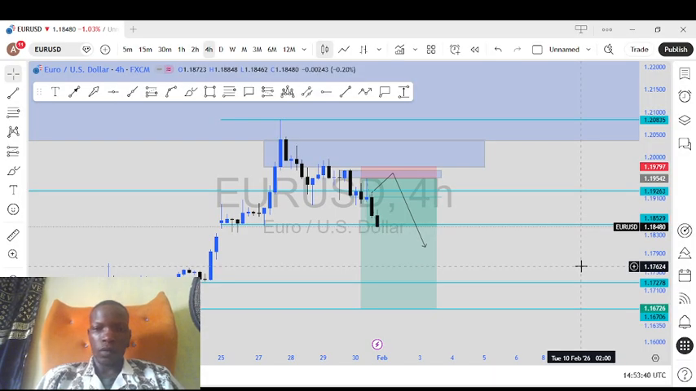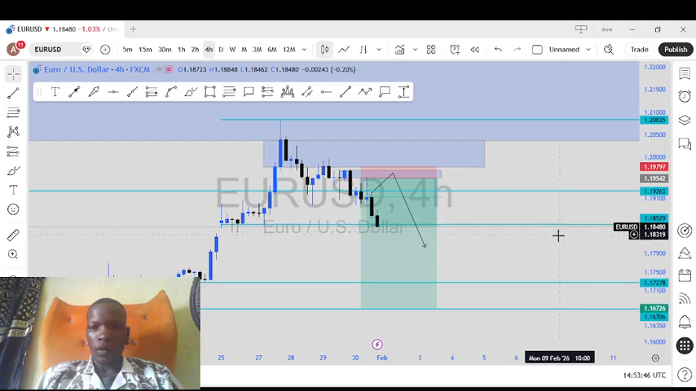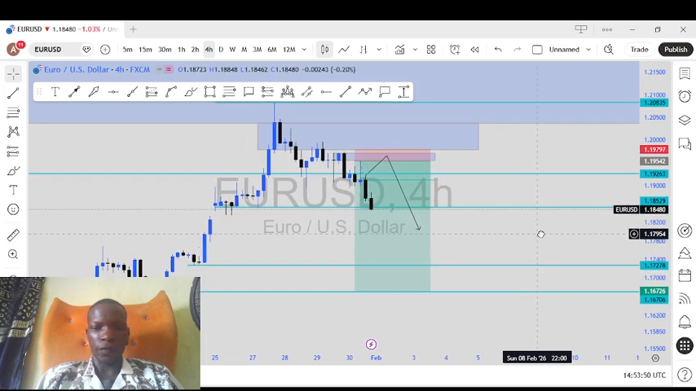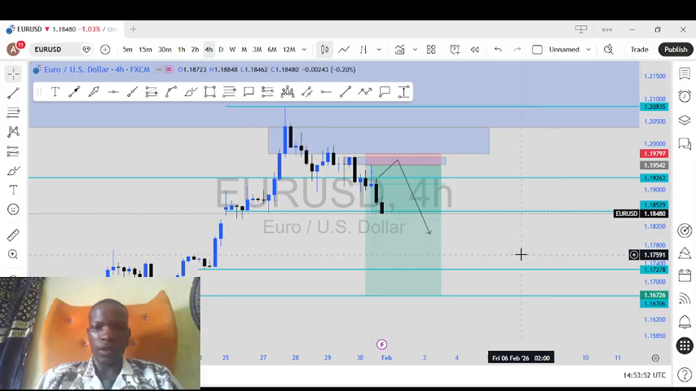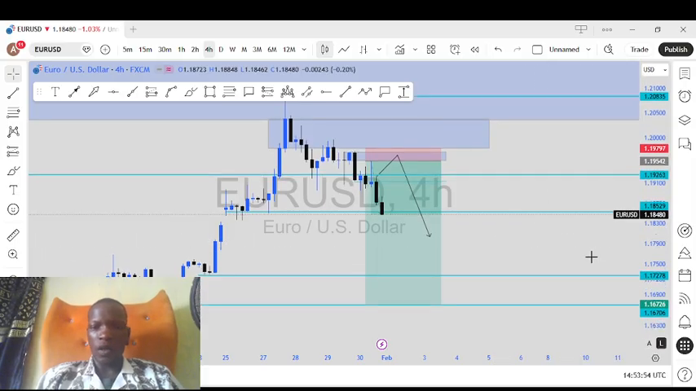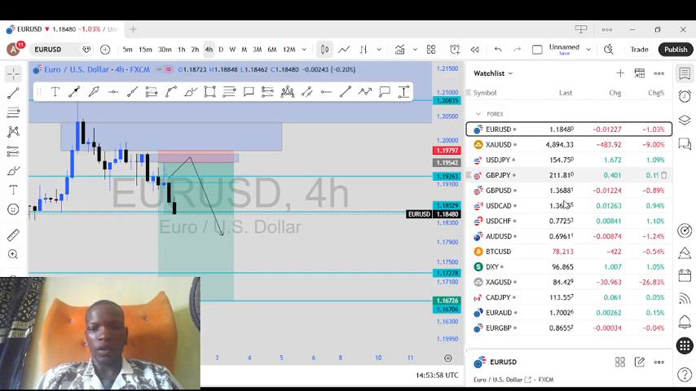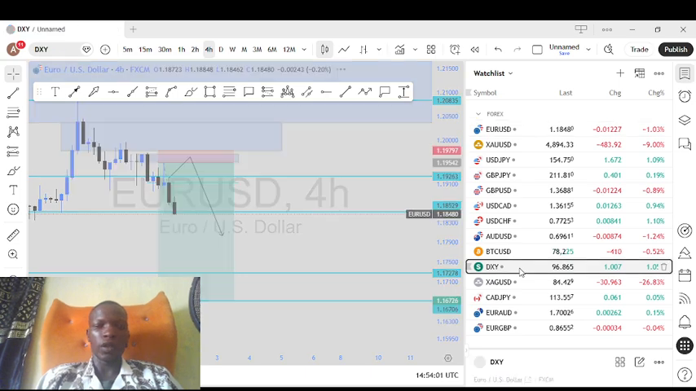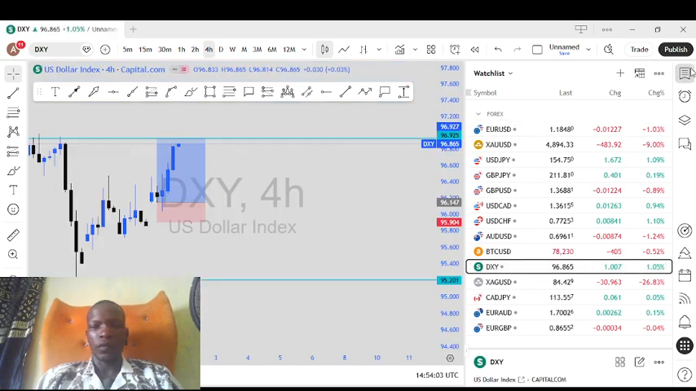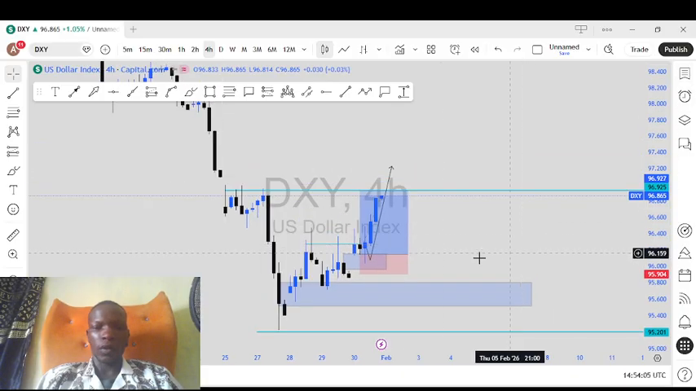I want to show us what we expect in this month of February and how to trade. What are we going to trade this month of February? The direction of the market and where the market is going. Let's start from the US index to know the direction of the dollar. That's the first. Okay. Now let's delete all this and start afresh.